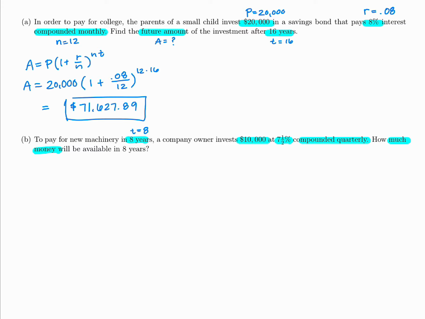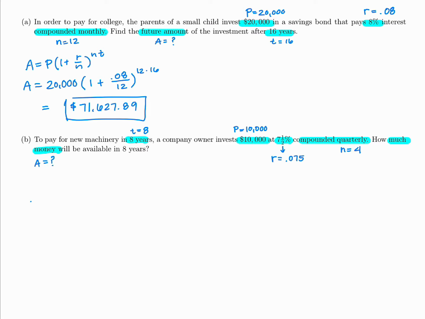So T equals 8. We invest $10,000. So that's my principal. That's what we're starting with. At 7.5%, that tells me my rate would be 0.075. So 7.5% would be 0.075 as a decimal. Compounded quarterly, that's 4 times per year, so N is 4. And it says how much money will be available in 8 years. That's the future value, so it's asking for A.